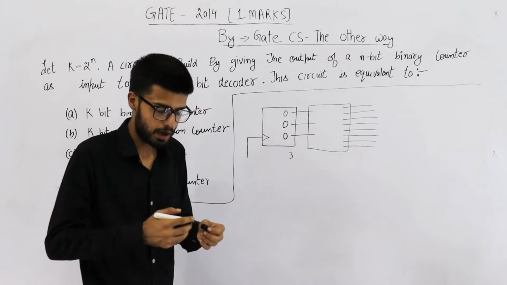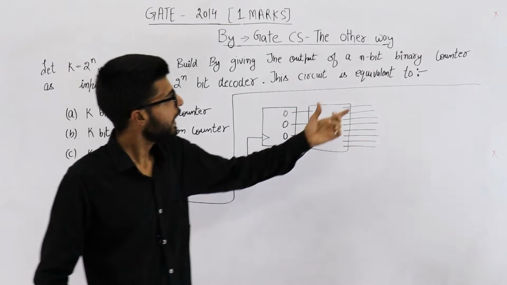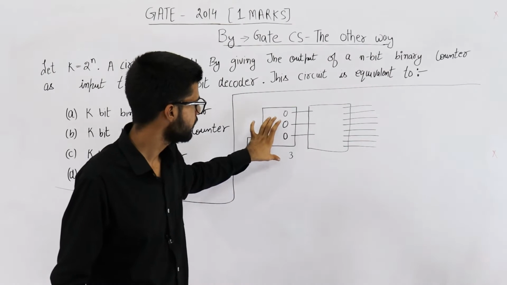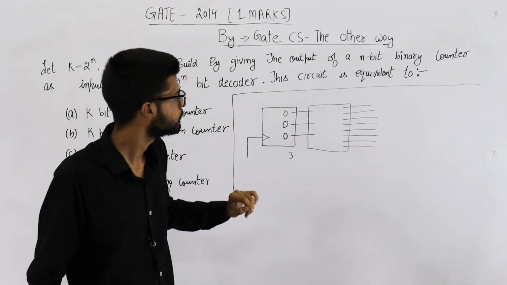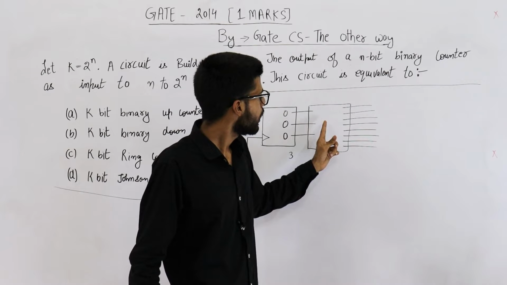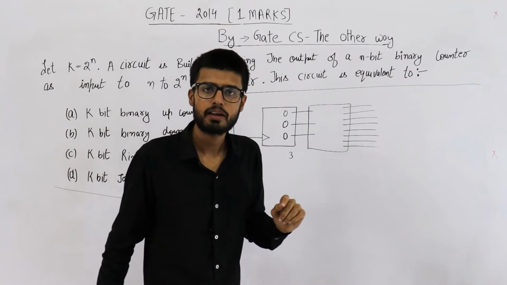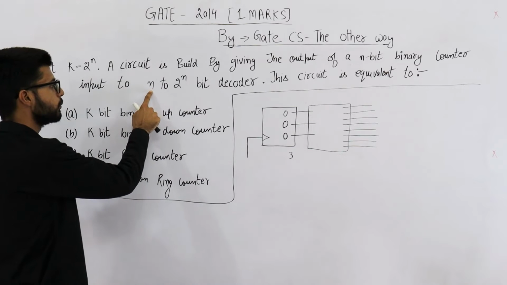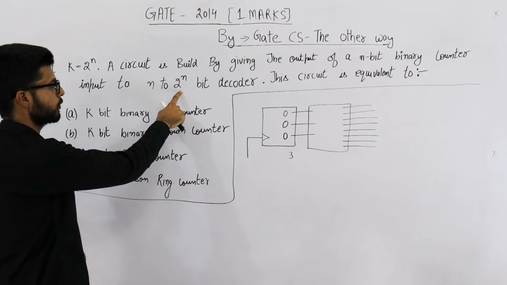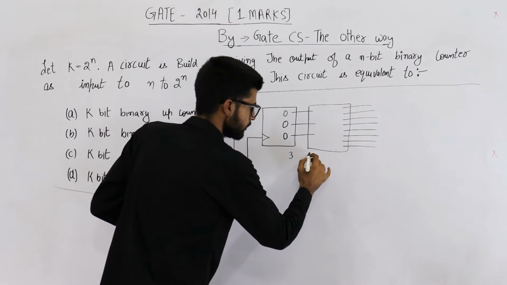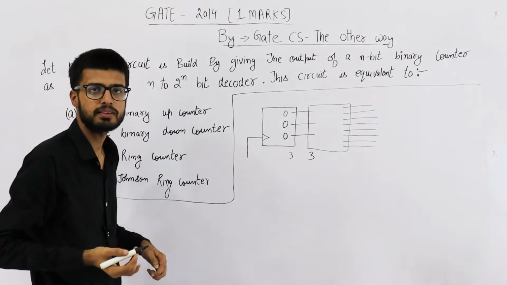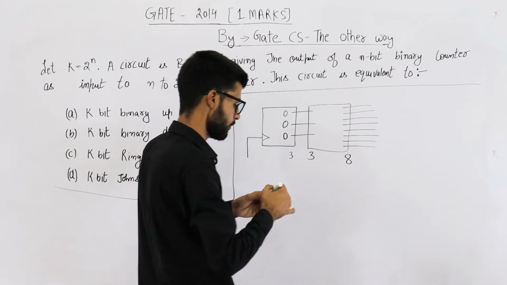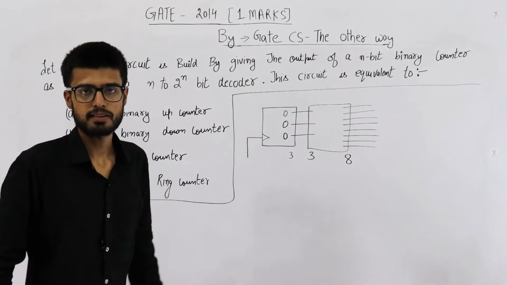How many outputs will an n bit binary counter have? N only. So if n is 3, it will have 3 outputs. And how many inputs and outputs will a decoder have? If it is n to 2 power n, n means 3 inputs, 2 power n means 8 outputs because n is 3. 2 power 3 is 8. So we will get such a circuit.